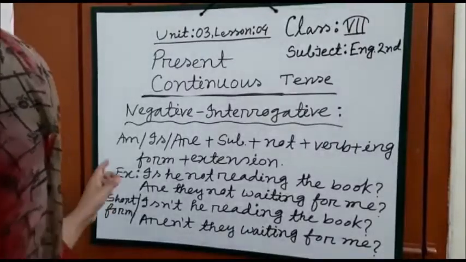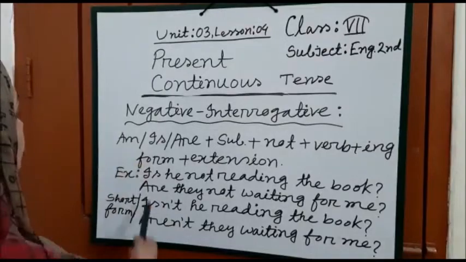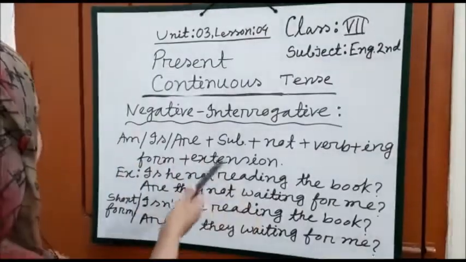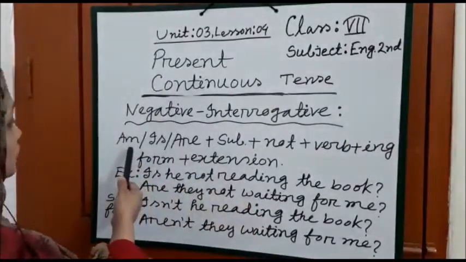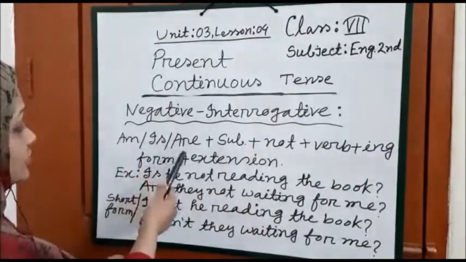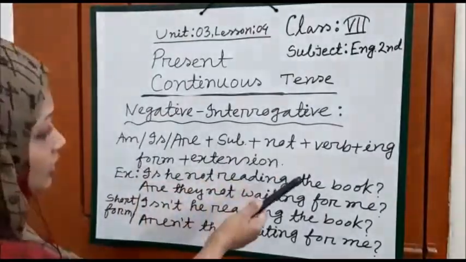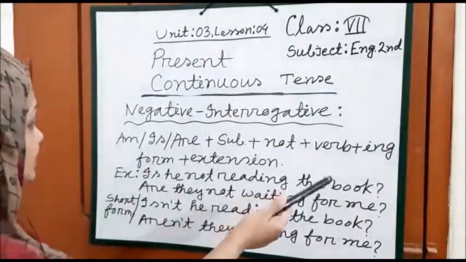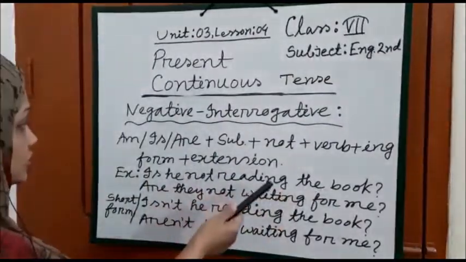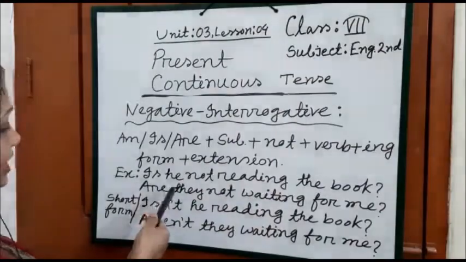Okay, my dear students, now I am going to show you the negative interrogative form. The structure will be am or is or are plus subject plus not plus verb plus ing form plus extension. So the example will be like that.